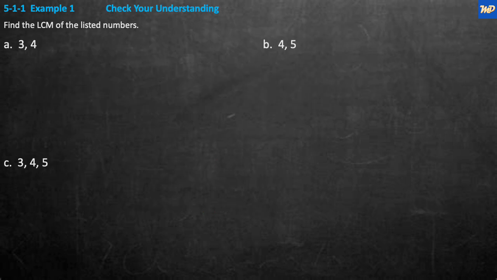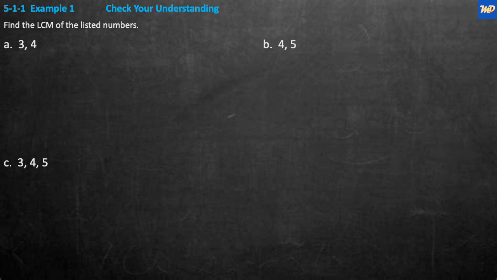Okay, example 1, checking your understanding. As you see here, they want us to find the least common multiples of these listed numbers. 3 and 4 in problem A, 4 and 5 in problem B, and 3, 4, and 5 in problem C. So why don't you go ahead and stop the video and try them on your own, and then when you get done, come on back and we'll do them together.